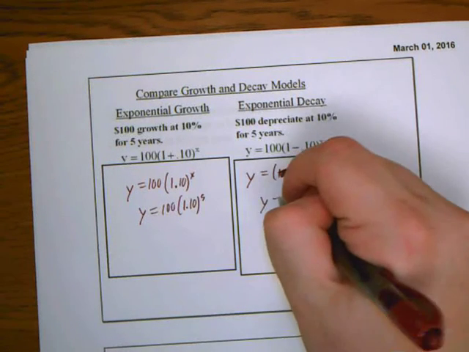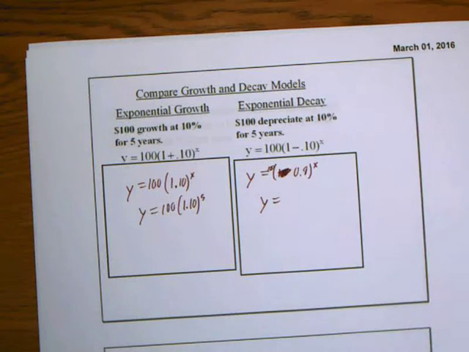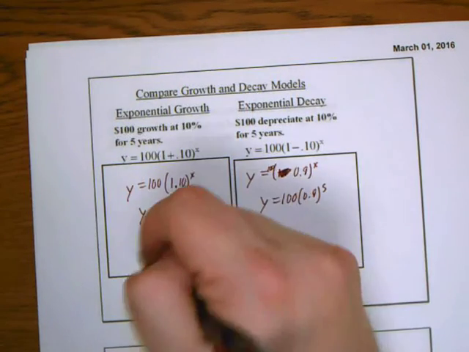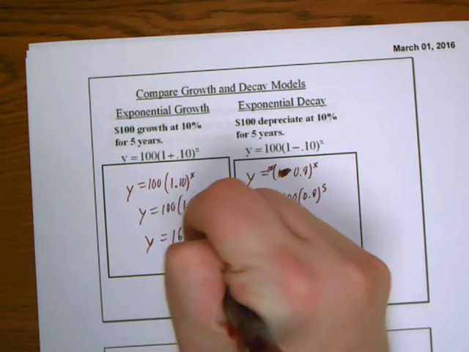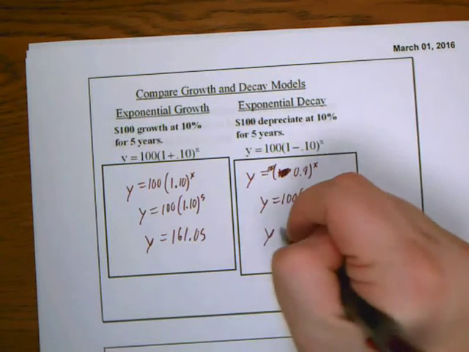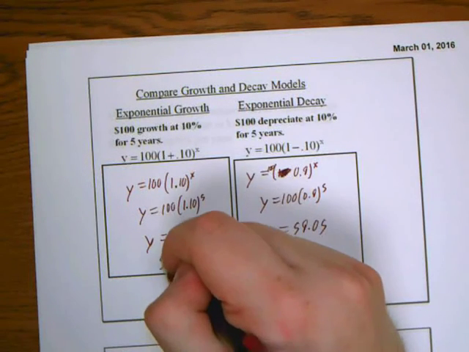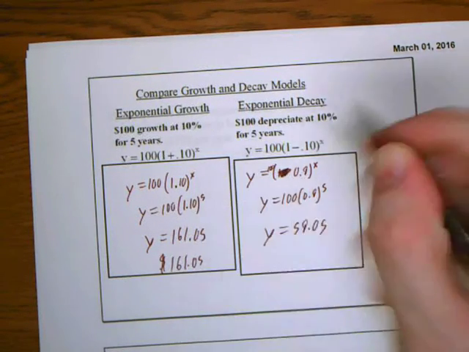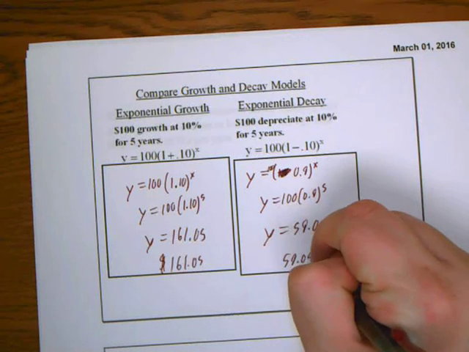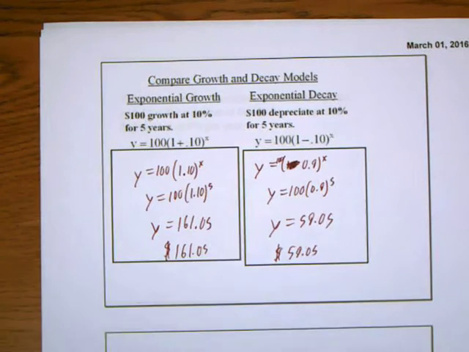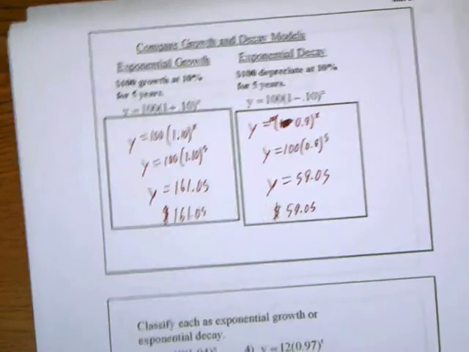Now in both cases, we're looking at 5 years. So I'm going to go ahead and plug in 5 for our x or our t, depending on how you're looking at it. I forgot that initial 100 there. So it's 100 times 0.9 to the fifth. You're going to find out that this is going to be $161.05, and this will be $59.05 once you type that into your calculators. So as you can see, with our growth factor, we ended up with more money, but when we decayed or depreciated, we ended up with less money.